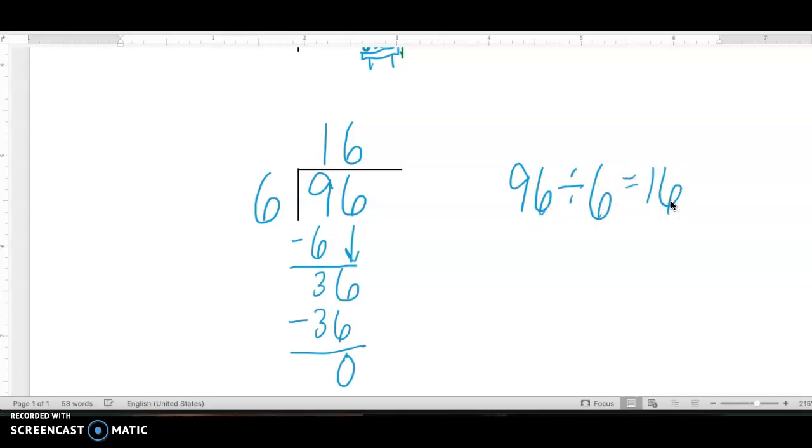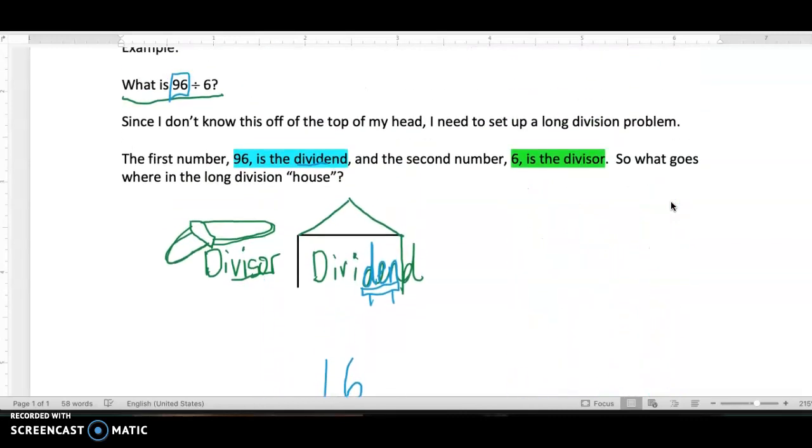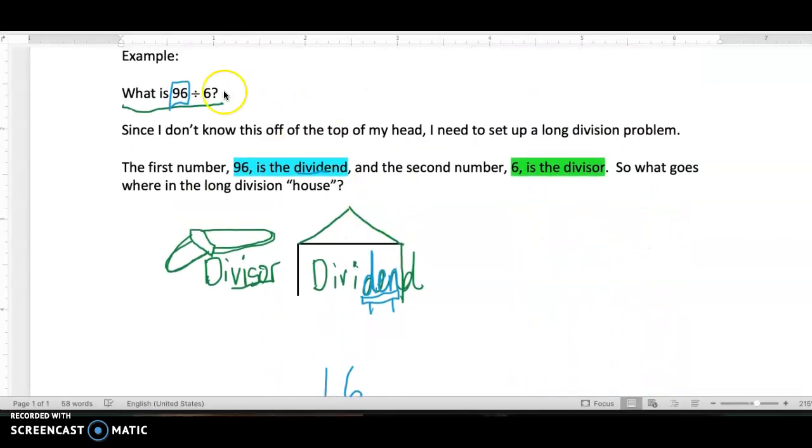So I hope that helped a little bit. Just remember that when they talk about dividend and divisor, the dividend is the first number, the divisor is the second number. The dividend is sitting in the den inside the house, and the divisor is wearing a funky looking visor outside of the house.